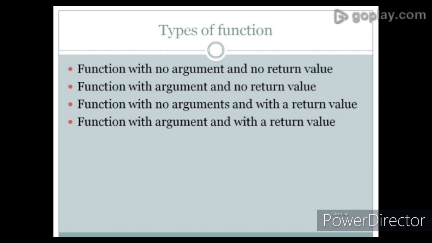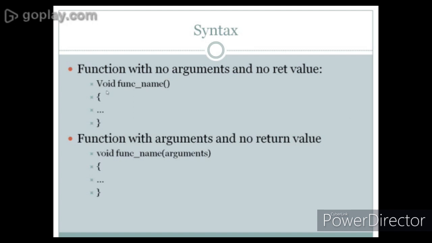This function will take an input from the main function. We'll pass some parameter to the function, and also the function will return some value to the main function. Now the syntax for each and every type. First one is function with no argument and no return value.